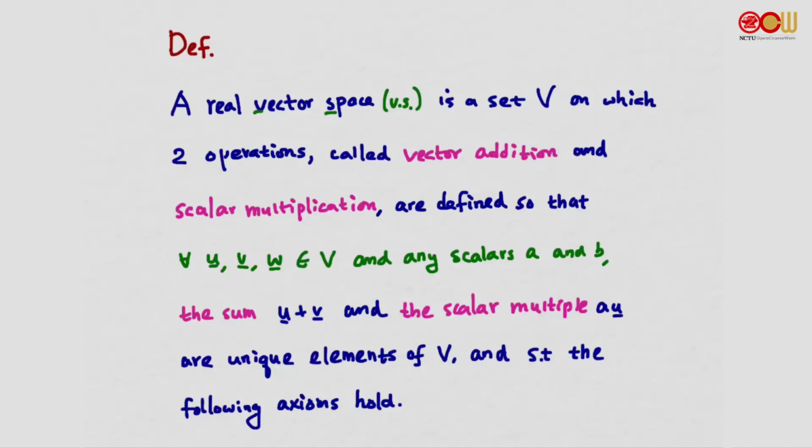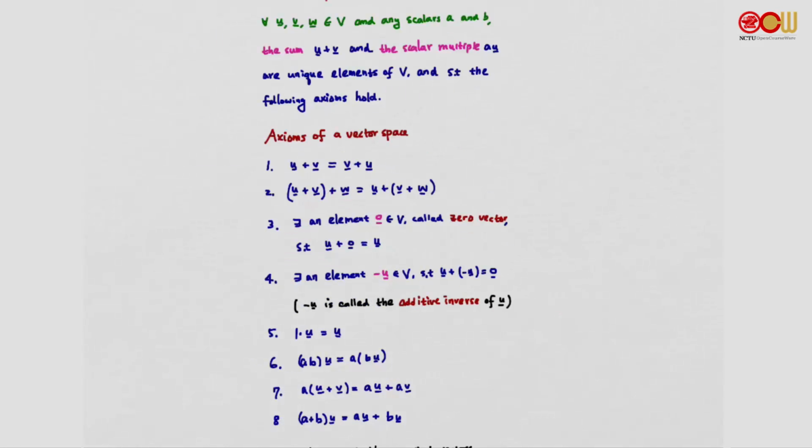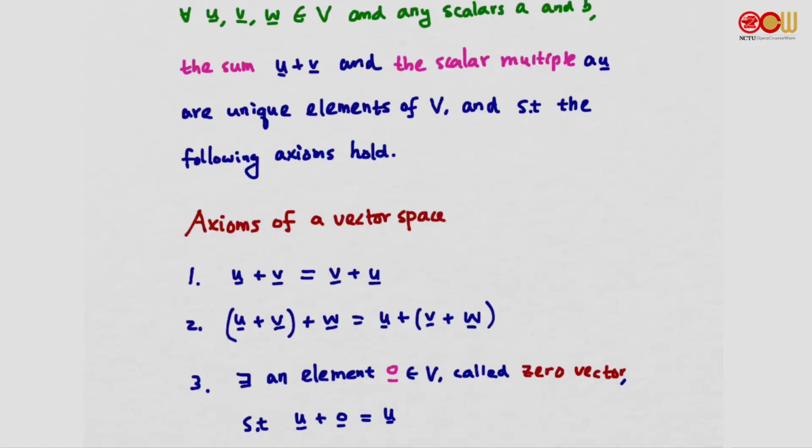And there are 8 of them, 8 axioms. And here are the axioms of a vector space: 1, 2, 3, 4, 5, 6, 7, 8. There are 8 of them. Let's look at each one of them in detail. First of all, the sum of u and v is the same as the sum of v and u. For the second one, if we have the sum of u and v and then sum it up with w, this is the same as summing up v and w first, and then u is summed with this sum. So these 2 are the same.